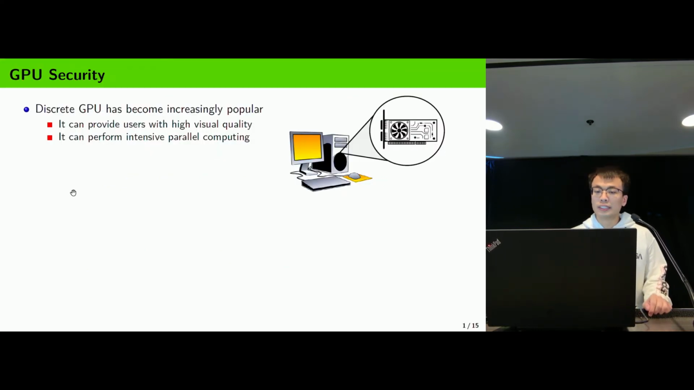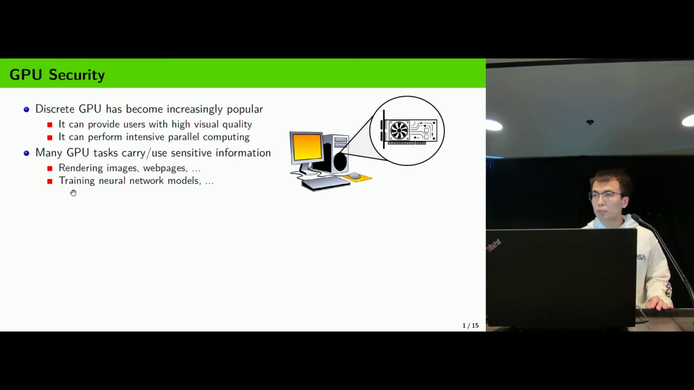As we know, discrete GPUs have become increasingly popular in modern computers. They are not only used for high-quality graphics rendering, but also for intensive parallel computing. As many GPU tasks operate on sensitive information, there have been concerns about potential information leakage, and several recently developed attacks have justified such concerns.